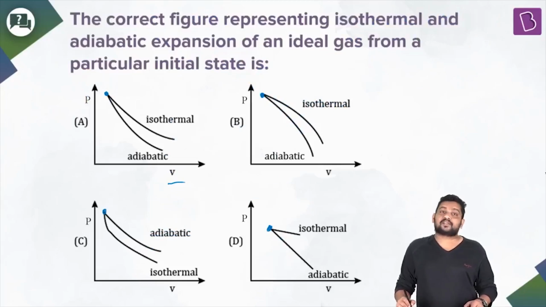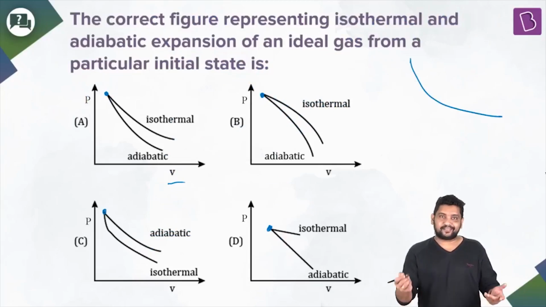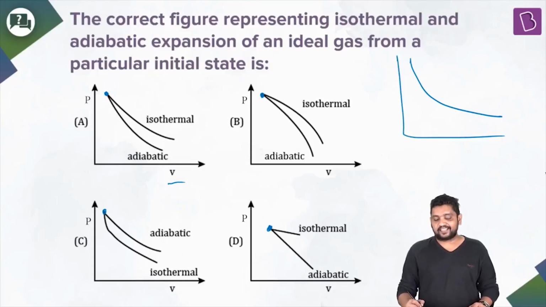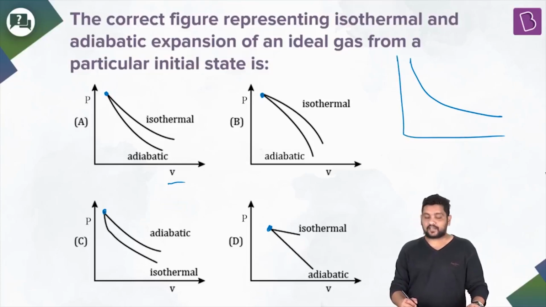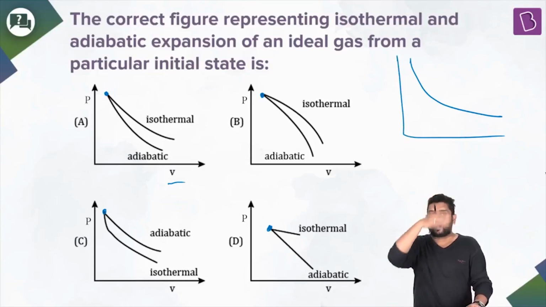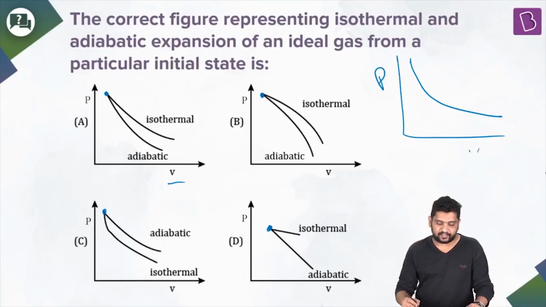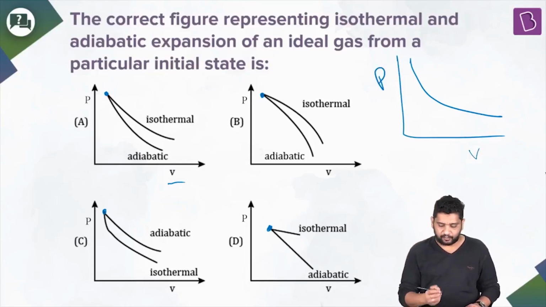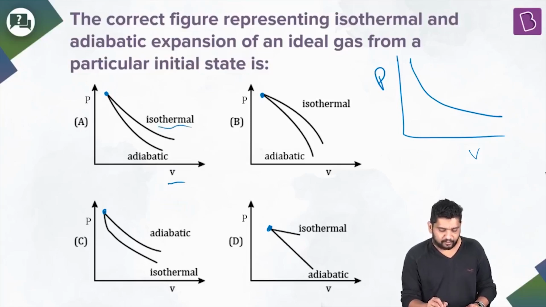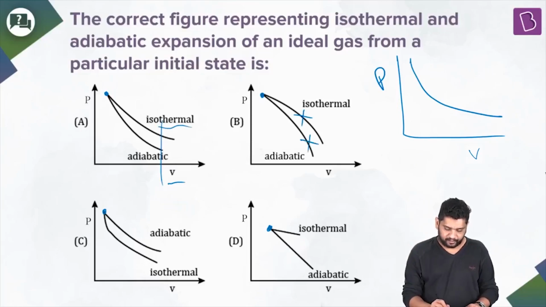Of course, one more thing that you have to remember for sure is that this is how your isotherm looks. It's called a rectangular hyperbola. It looks something like this. So yeah, looking at the options, we can see that A itself is the correct one, right? The isotherm is here, the adiabatic is below it, and both of them have this kind of curve. This shape is wrong, right? So these are wrong for me.